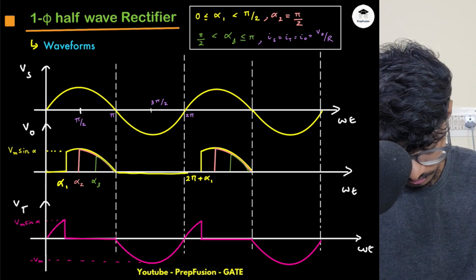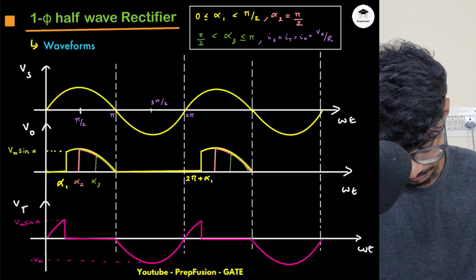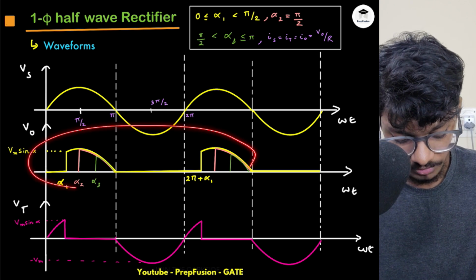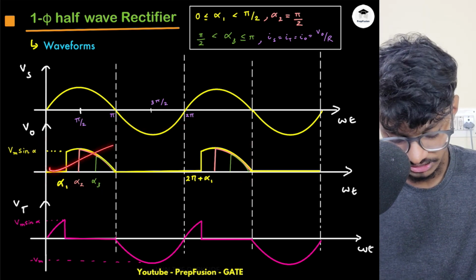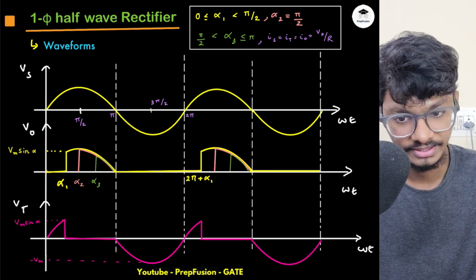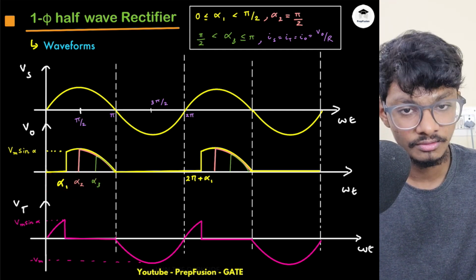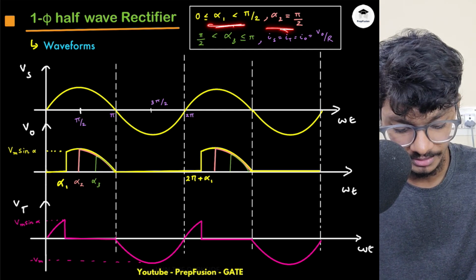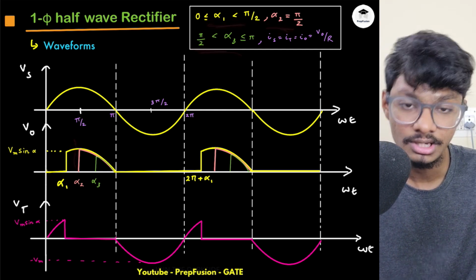So the voltage will be something like this. It will always be 0 here. So this will be the output voltage waveform. All cases are explained over here. And alpha 1, alpha 2, alpha 3 are what? So alpha 1 is between 0 to pi by 2. Alpha 2 is exactly at pi by 2 and alpha 3 is between pi by 2 to pi.